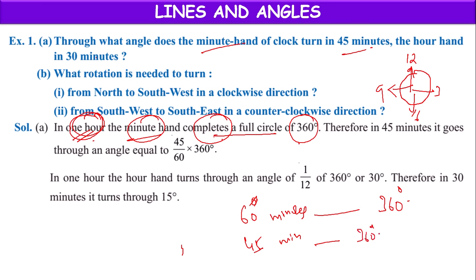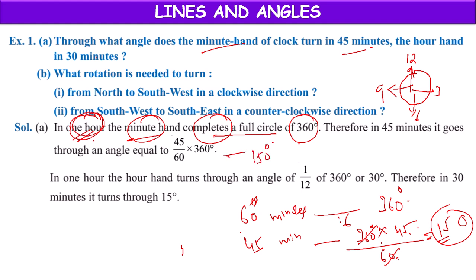So this 360 will be there, multiplied by 45, divided by 60. 6 times 360, 6 fives are 30, 6 fours are 24 plus 3, 15. So 150 degrees. So it will turn through an angle of 150 degrees in 45 minutes. Okay, the answer is 150 degrees for the minute hand.